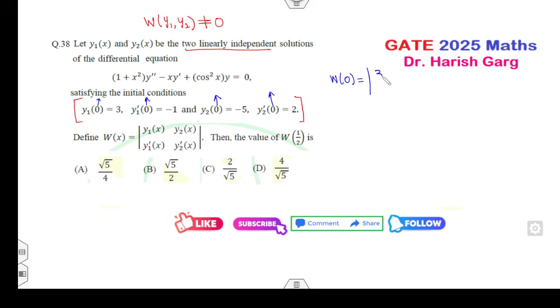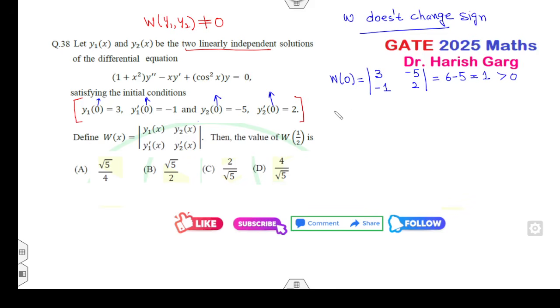So that is y1, y2, -1 and 2. The answer will be 6 minus 5, which is 1, which is positive. This means the Wronskian at any point will always be positive. So if any option is negative, you can discard it. Why? Because the Wronskian does not change sign.